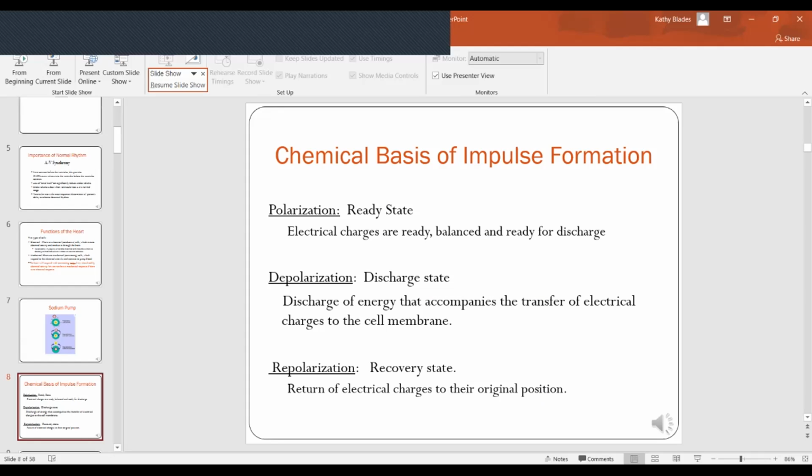So, chemical basis of impulse formation. Polarization is the ready state. Electrical charges are balanced, they're ready to discharge. Depolarization is the discharge state, a discharge of energy that accompanies the transfer of electrical charges across the cell membrane. And then with repolarization, it's recovering, the return of electrical charges to their original position. Okay.